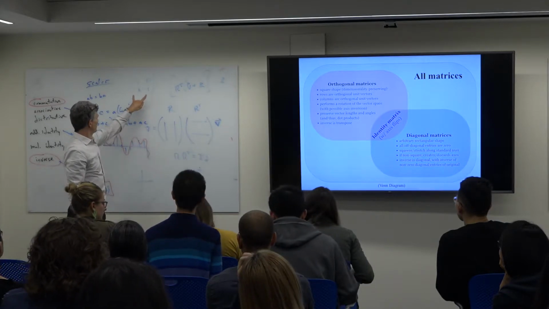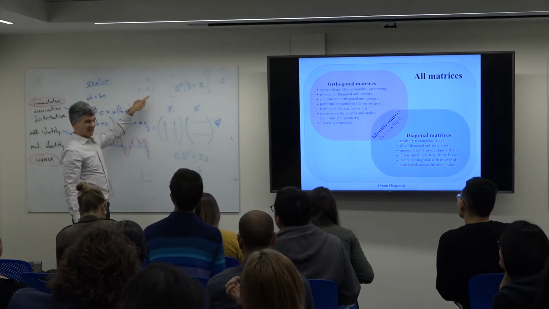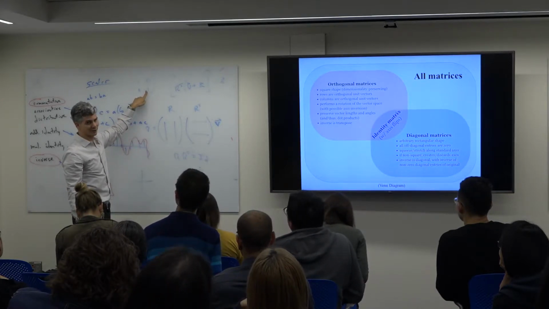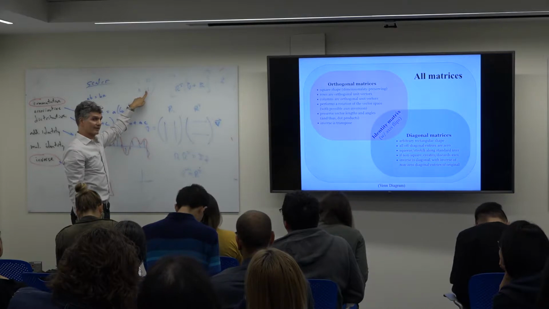An orthogonal matrix rotates, but it's also allowed to invert axes. So for an example, here's a matrix. It looks kind of like the identity matrix, but it's not the identity matrix because it has a -1 here, not a 1. Okay, this is an orthogonal matrix.